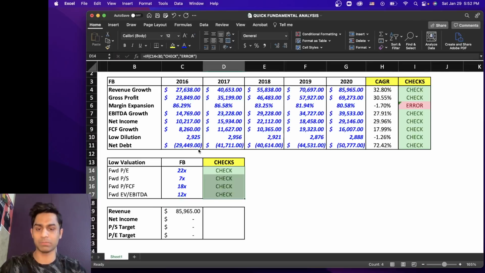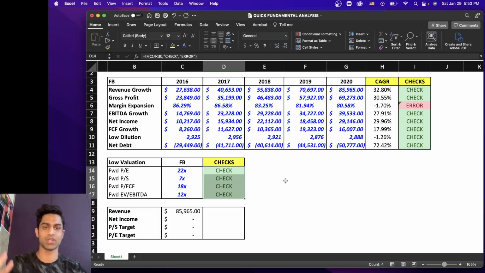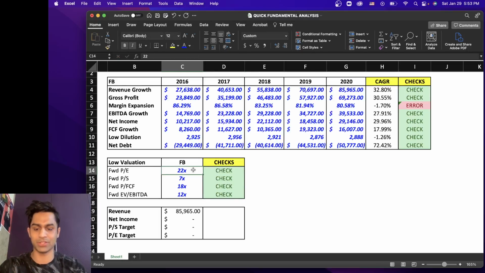And again, these are already plugged in. So this is under 30. This is under 10. This is under 25, and this is under 25 as well. So all these are going to be check marks for Facebook. So look at this. What happened if I do this to 35, right? Error. This right here, if I do it to 40, another error. So you get the idea, right? So these are already plugged in for Facebook.